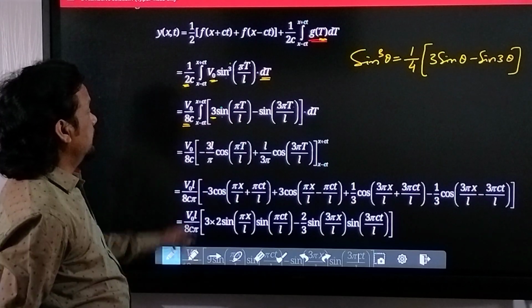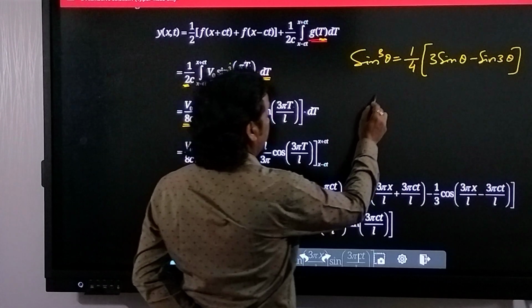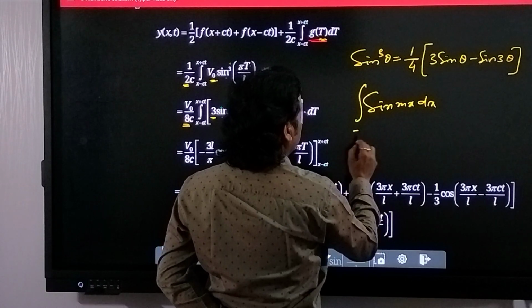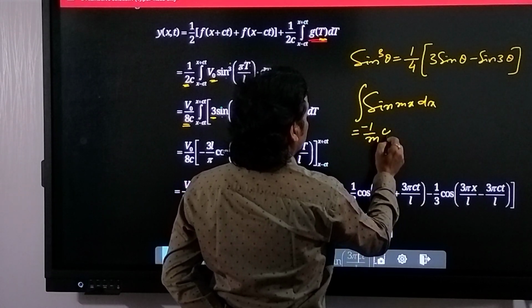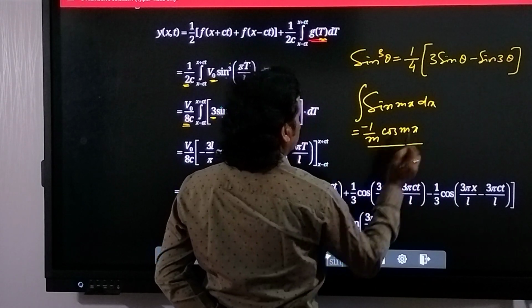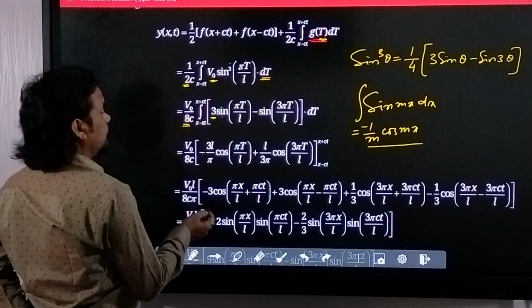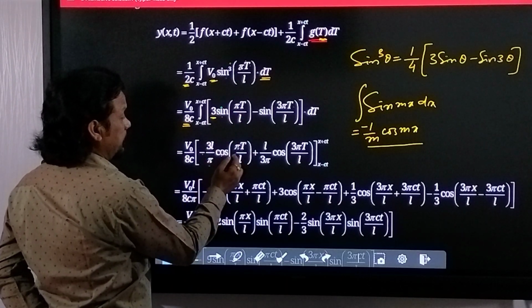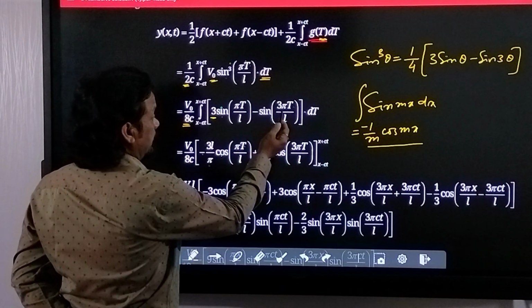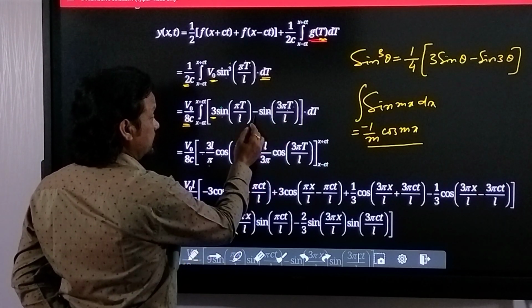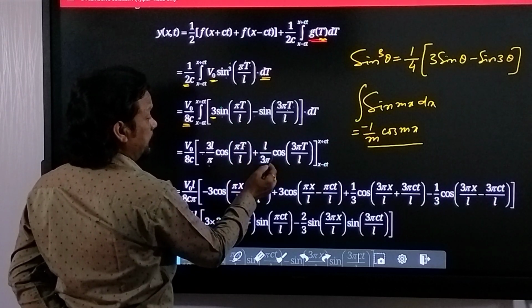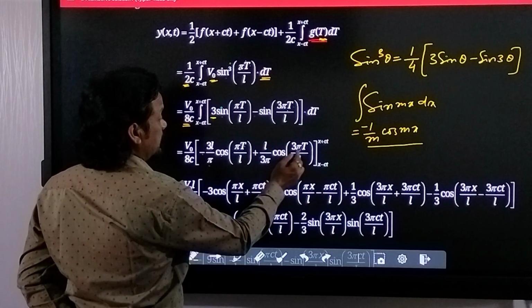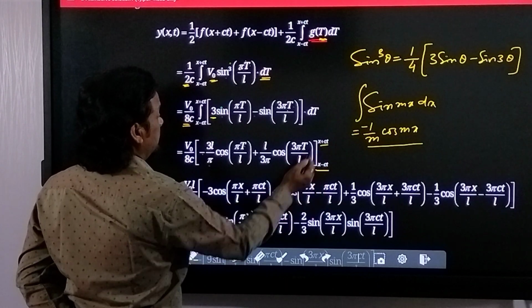So integrating. The integration of sin mx is minus 1 by m cos mx plus constant. Here m is pi by L, so it will become L by pi, 3L by pi cos pi t by L. Again sin mx, that means minus cos, it will become plus. Minus minus plus. L by pi, because it will be 3 pi by L, so it will be L by 3 pi, cos 3 pi t by L, with limits x minus ct to x plus ct.